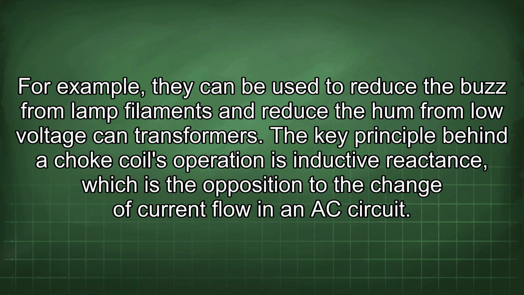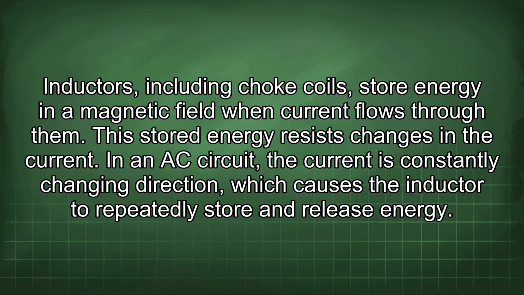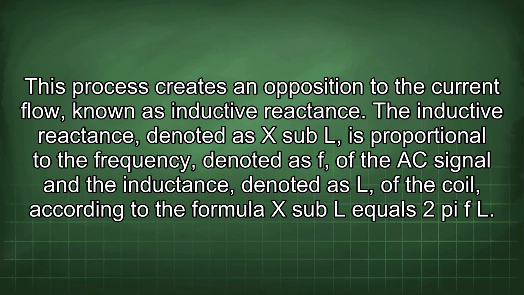For example, they can be used to reduce the buzz from lamp filaments and reduce the hum from low voltage transformers. The key principle behind a choke coil's operation is inductive reactance, which is the opposition to the change of current flow in an AC circuit. Inductors, including choke coils, store energy in a magnetic field when current flows through them. This stored energy resists changes in the current. In an AC circuit, the current is constantly changing direction, which causes the inductor to repeatedly store and release energy. This process creates an opposition to the current flow, known as inductive reactance.